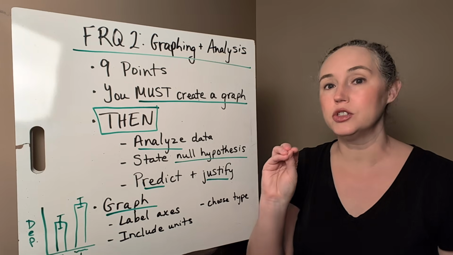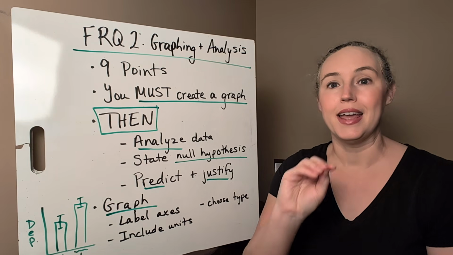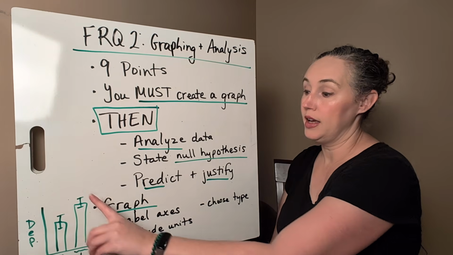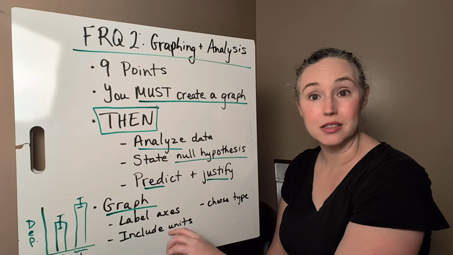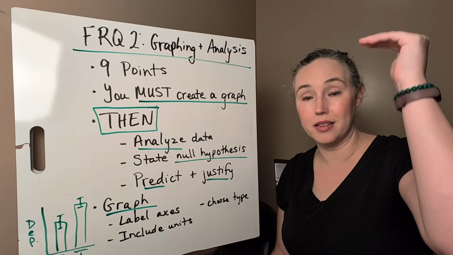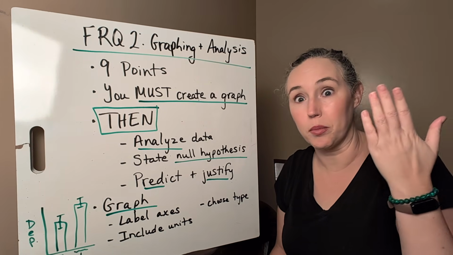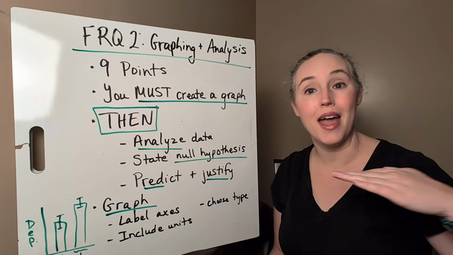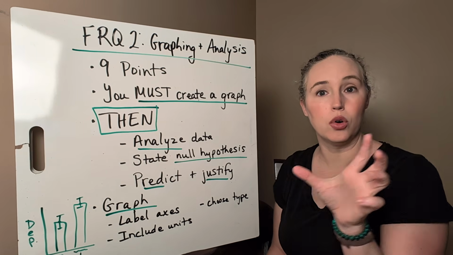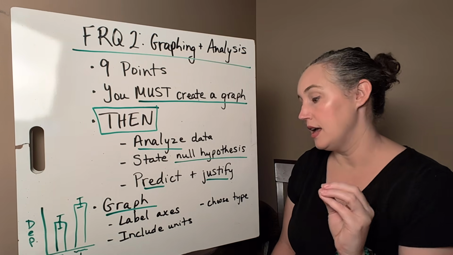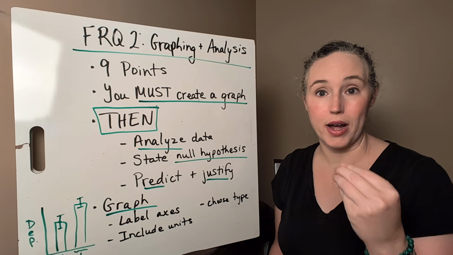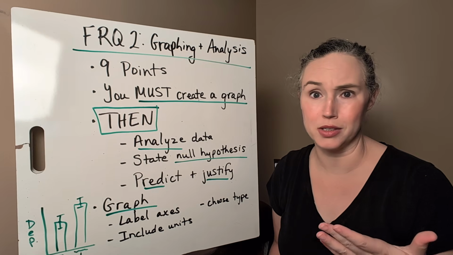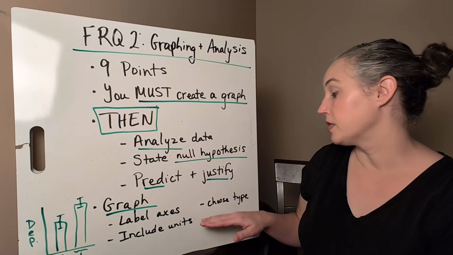Now, it's just going to say make a graph. It may not tell you everything to include. So be sure that in your graph you label your axes, with the dependent variable, or the thing that you're actually measuring, on the y-axis, and the independent variable on the x-axis. That's like your control and your experiment, or whatever your groups are. And then you want to be sure that you're choosing the correct type of graph, whether it's a line graph or a bar graph. They will not ask you to make a pie chart, so don't worry about that.